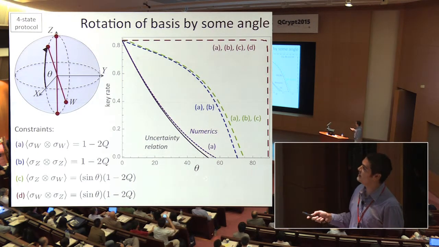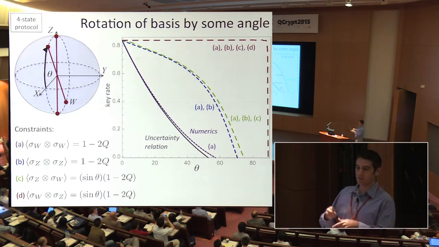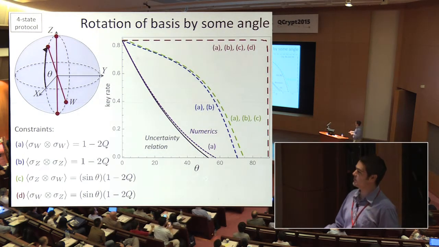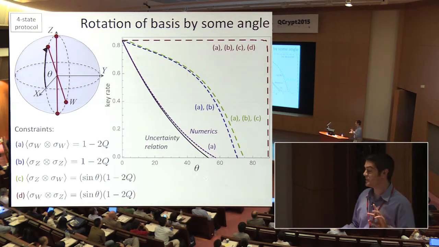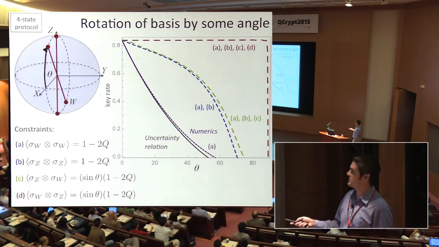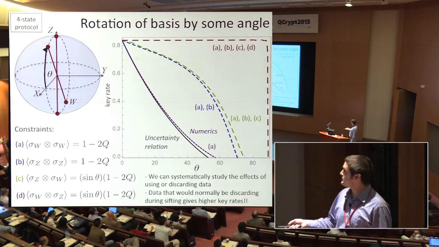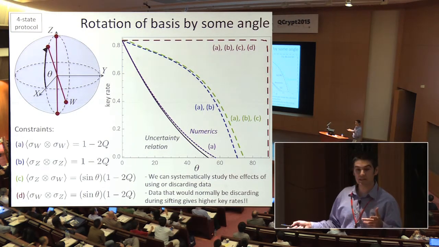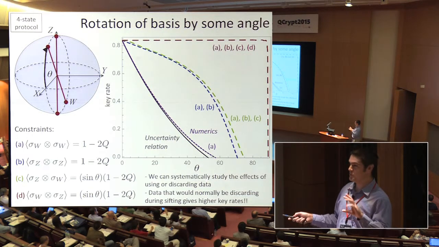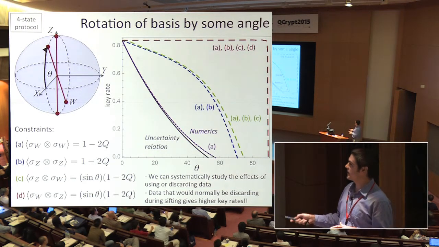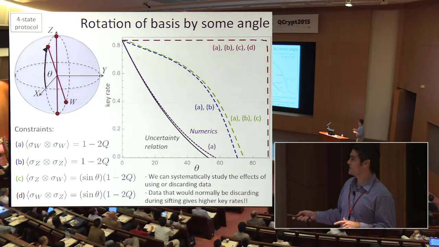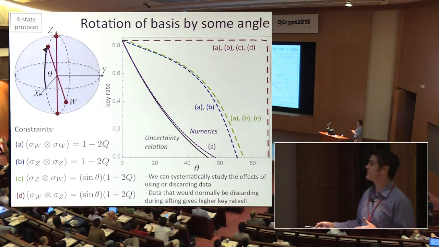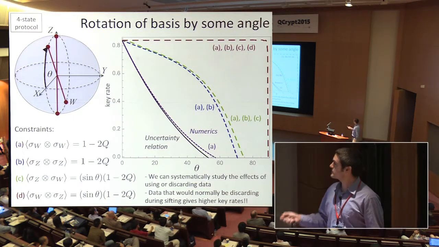The reason that it's flat is that you can think of Z and W as being tomographically complete in the plane, in the sense that you can use these four constraints in order to calculate what the ideal phase error rate would be if you had measured X. So what this plot illustrates is that our approach allows us to systematically study the effect of using more or less of your data for calculating the key rates. And this also shows that data that you would normally discard in sifting, like these cross terms, are actually useful for giving higher key rates.